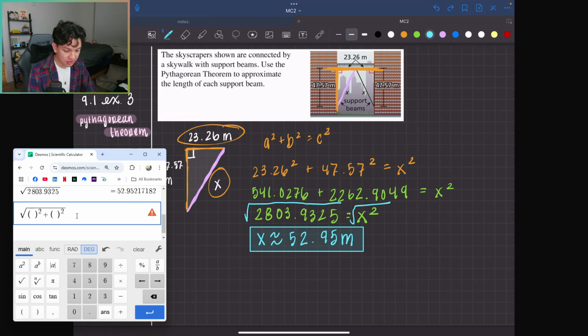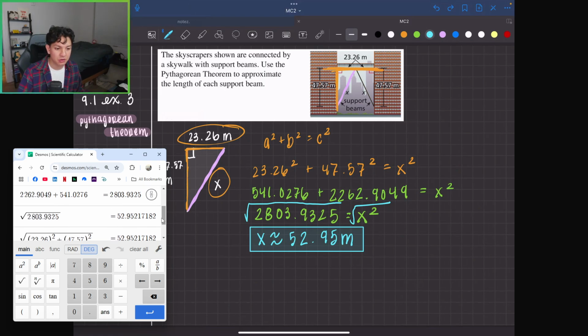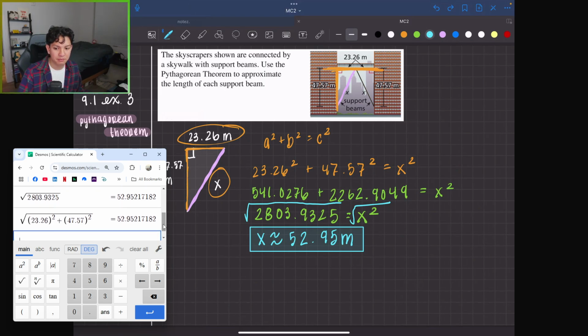So what we did was the 23.26 squared, and then we added it with the 47.57 squared, and then we square root that entire value. And notice here, we still get the same value, 52.95, okay? So just be careful when doing this kind of problem, because you don't want to mess up and put in the wrong kind of sign or the wrong kind of button. You just want to make sure it's all clean and good to go, and always double check your work, okay?